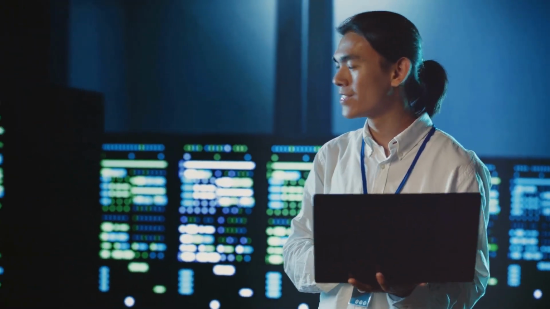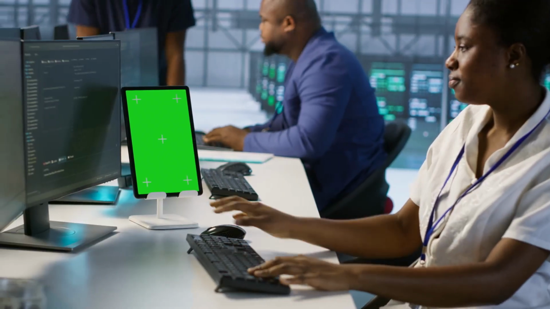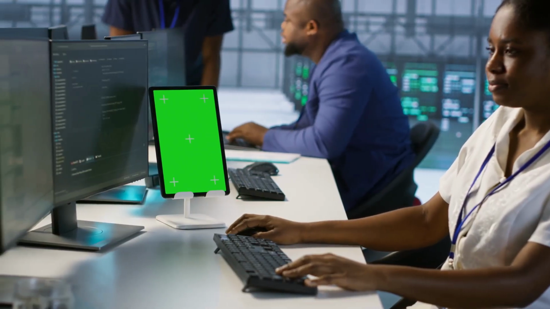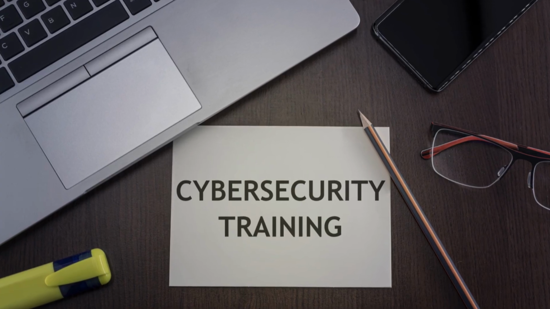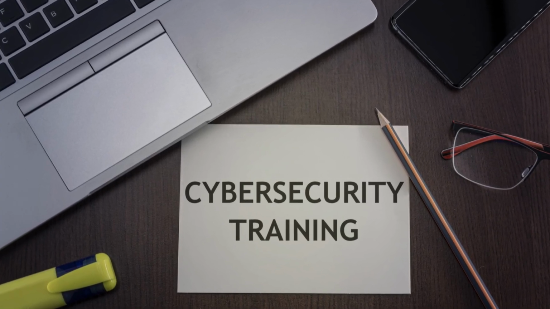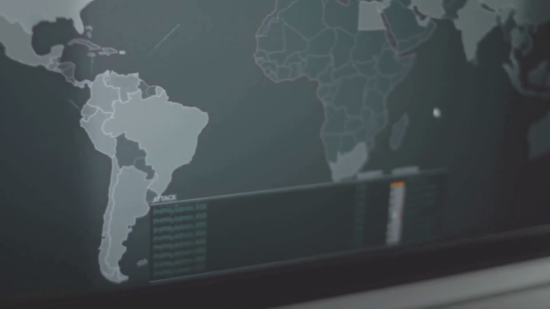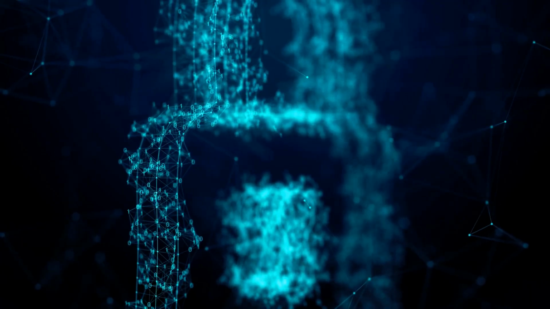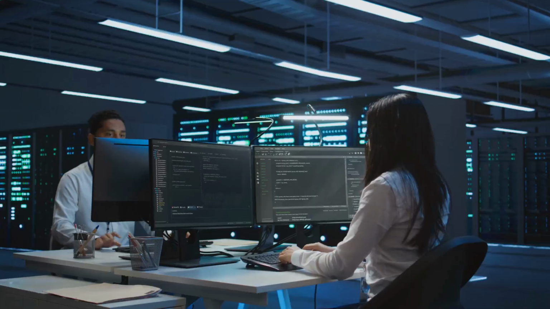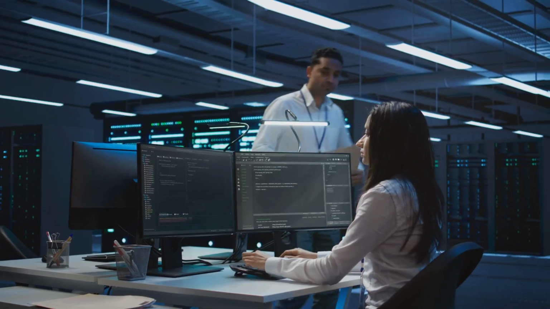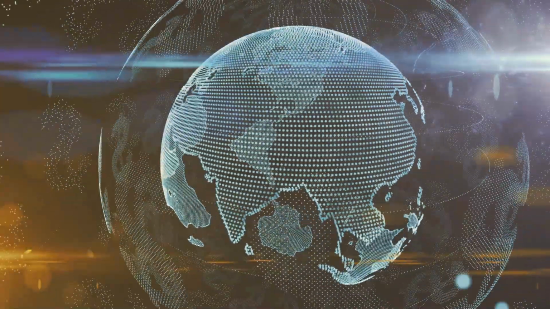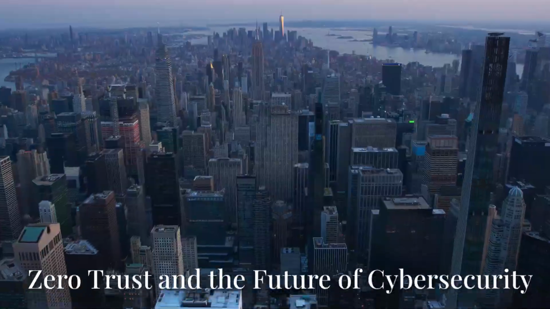These training programs should be tailored to different roles and responsibilities within the organization. For example, IT staff needs in-depth training on implementing and managing zero trust technologies, while other employees need to understand how their actions can impact security and what to do if they encounter suspicious activity. Investing in cybersecurity education and training is not just about mitigating risk, it's about building a more secure digital future. By equipping employees with the knowledge and skills they need to identify and respond to threats, organizations can create a more resilient and secure digital environment for everyone.